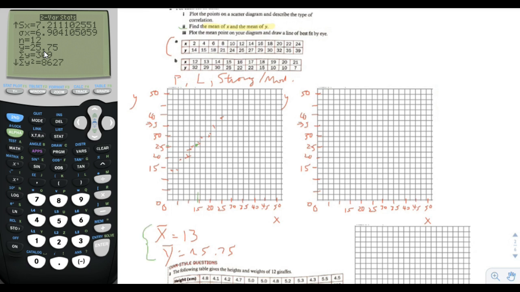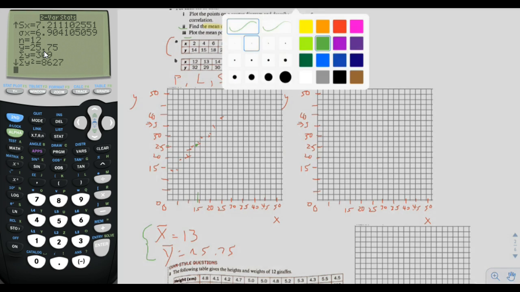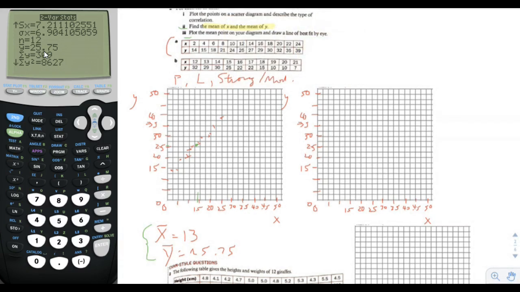It says plot the mean point, and then it says draw the line of best fit. So when you draw the line of best fit, you should use a ruler, and here I'm not going to because I haven't figured out how to use a ruler on this program. But you're going to use a ruler on the exam and on your homework, and you're going to draw a straight line, wow, that's pretty good, through that green point with approximately the same number of red points to the left and to the right of the line, or above and below the line. So that is your line of best fit drawn with eyeballing, or with your eye.